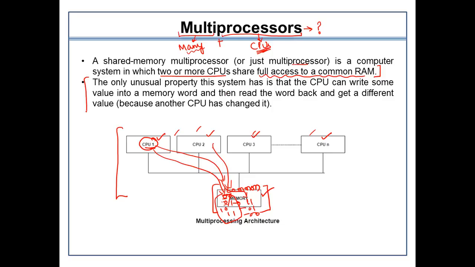So this is what has been written here. The only unusual property this system has is that a CPU can write some value in a memory word and then read the word back and get a different value. This is a possibility that might happen. Data written by one CPU might be altered by another CPU as well. This can happen because they all access the same memory.